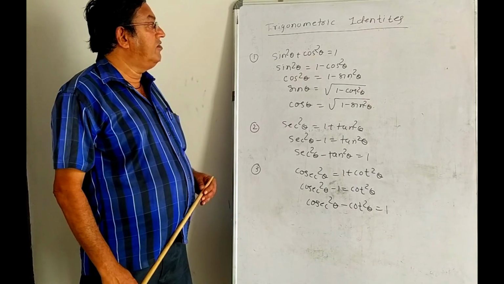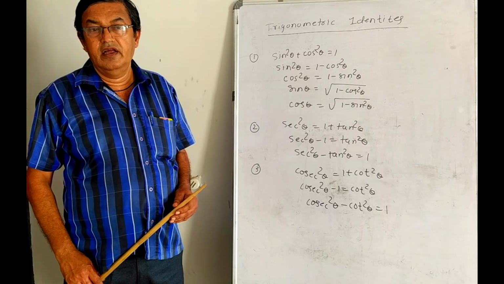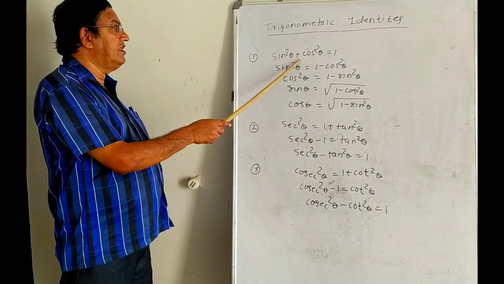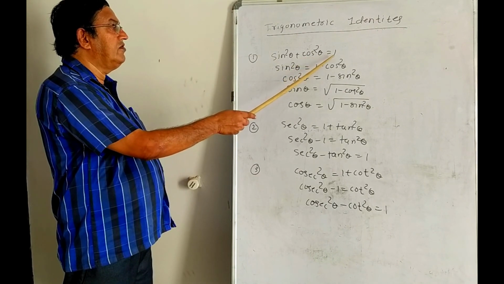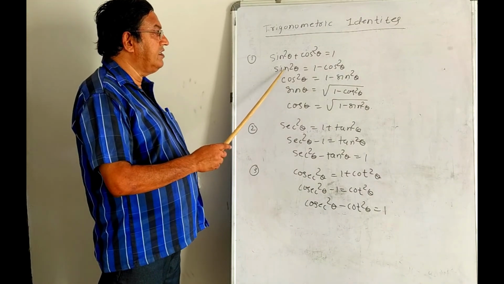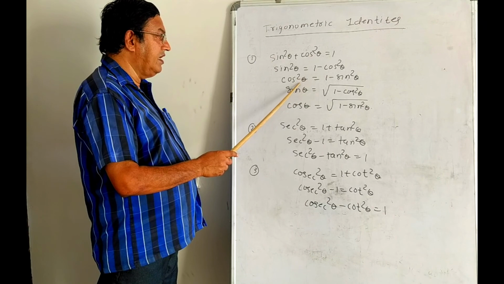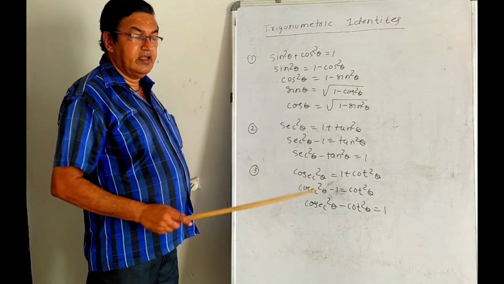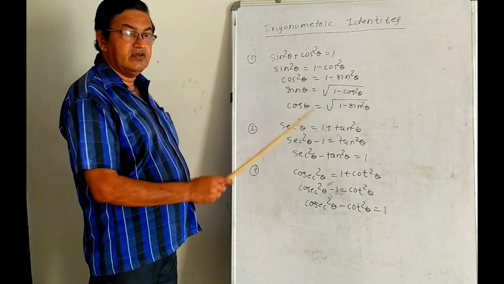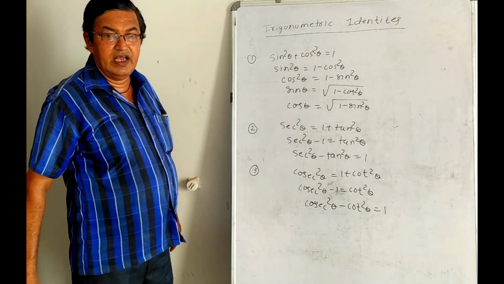Next we come to trigonometric identities, which are very useful in trigonometry and calculus of second year. The first one is sin square theta plus cos square theta equals 1. This can also be used as sin square theta equals 1 minus cos square theta, or cos square theta equals 1 minus sin square theta, sin theta equals root of 1 minus cos square theta, and cos theta equals root of 1 minus sin square theta.